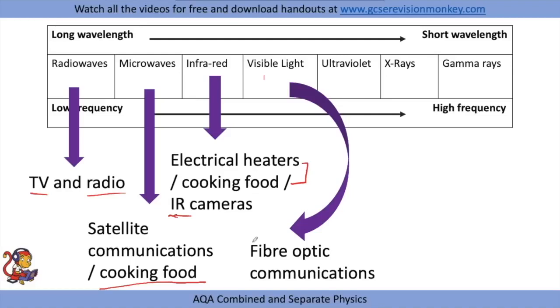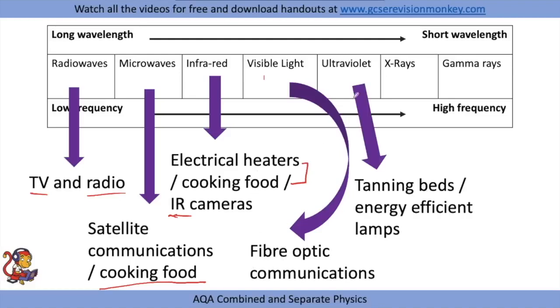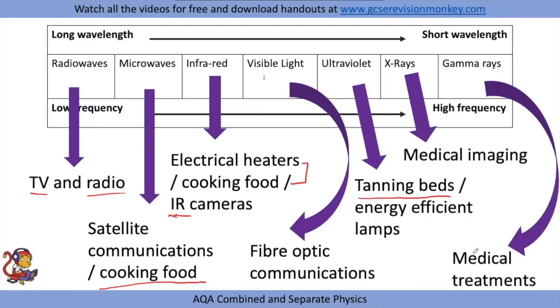Visible light is used for fibre optic communications. Ultraviolet light is used for things such as tanning beds or energy efficient lamps using ultraviolet. X-rays, medical imaging, and gamma rays, medical treatment. So gamma rays are often used to kill cancer cells, for example.